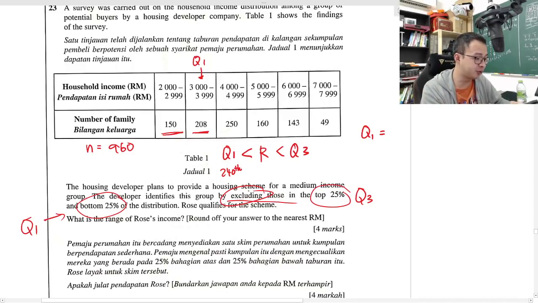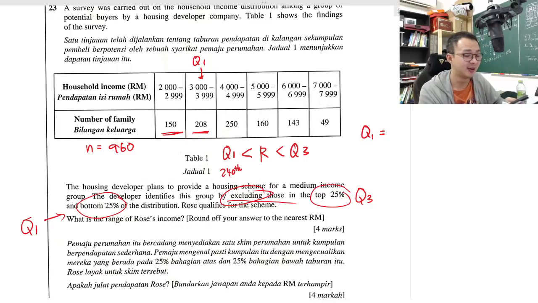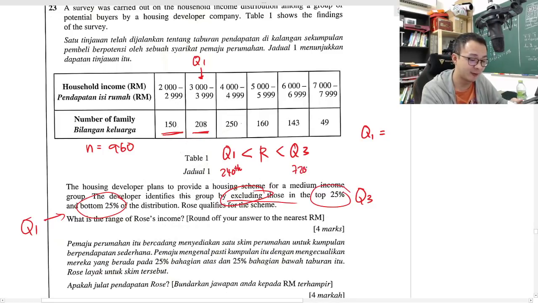Now for Q3, it is 720. So I need to see where my 720 is. So 150 plus 208 plus 250 is 608. If I add another 160, I know my 720 is located here. So this is my Q3 class. You need to find out where your Q1 and Q3 are before you apply the formula.